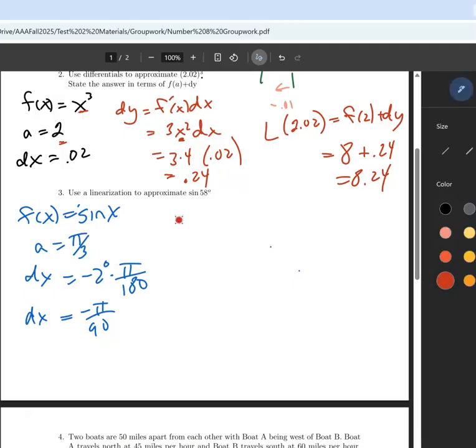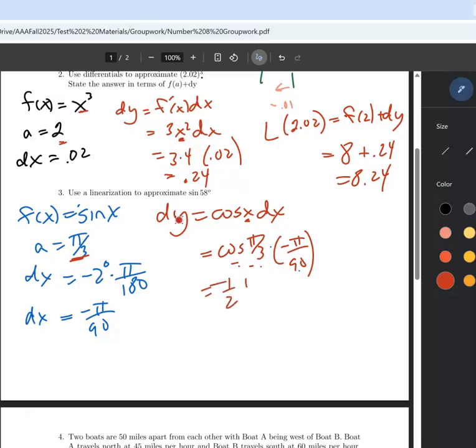Need to find the dy. So dy is the derivative, cosine of x dx. Now I'm going to plug in my nice a value right there. Cosine of pi over 3. dx is negative pi over 90. You can't leave it like this. You have to tell me that you know cosine of pi over 3 is 1/2. And then there's a negative pi over 90. So I can say my dy is negative pi over 45. Oh, sorry, not 45. Sorry about that. I'm doing incorrect math here. Negative pi over 180.